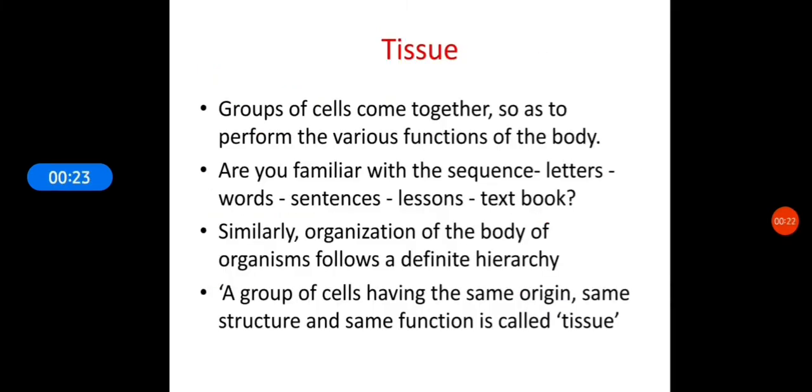So let's begin with the topic tissue. In the case of unicellular organisms like amoeba, all the functions are performed by the organelles of that single cell. However, most of the organisms are multicellular. How are the various processes brought about in their body? Groups of cells come together to perform the various functions of the body, and they are called tissues. A group of cells having the same origin, same structure and same function is called tissue.